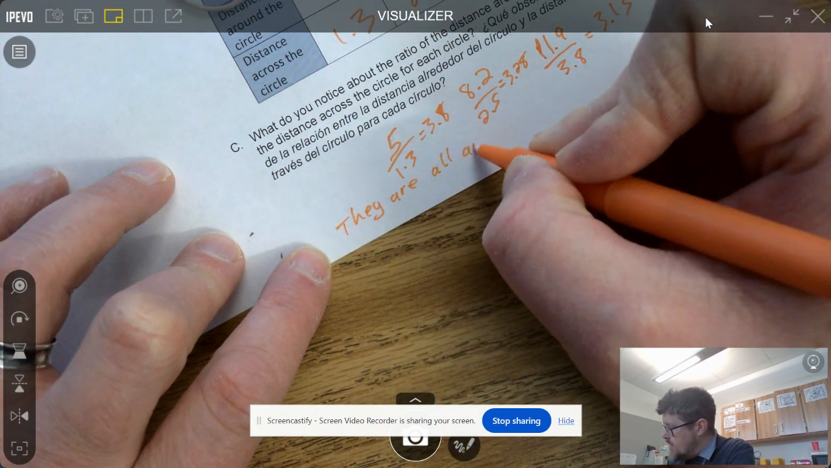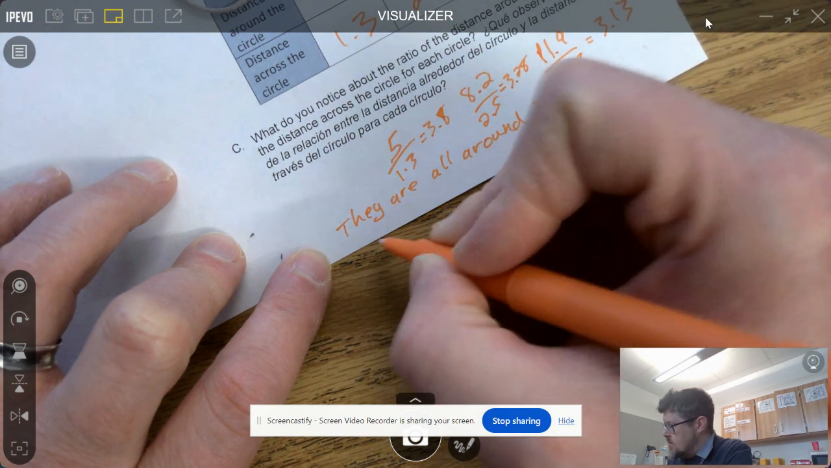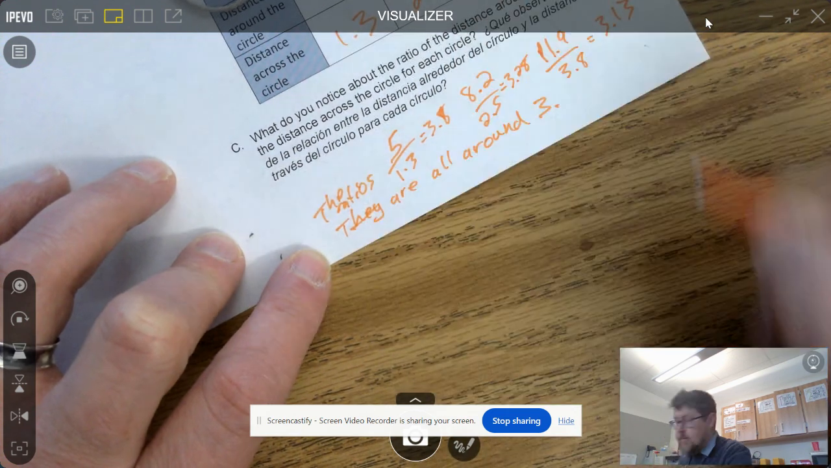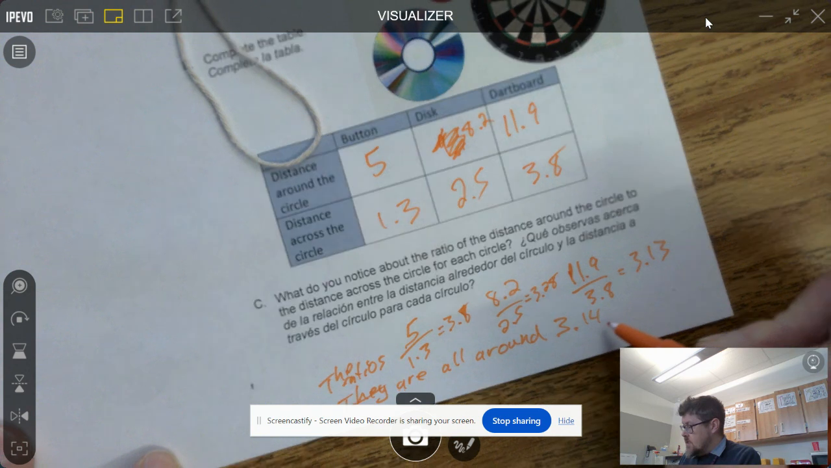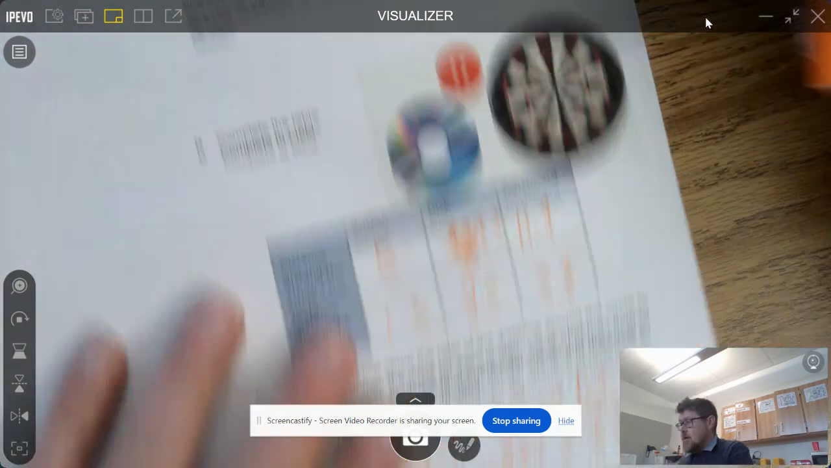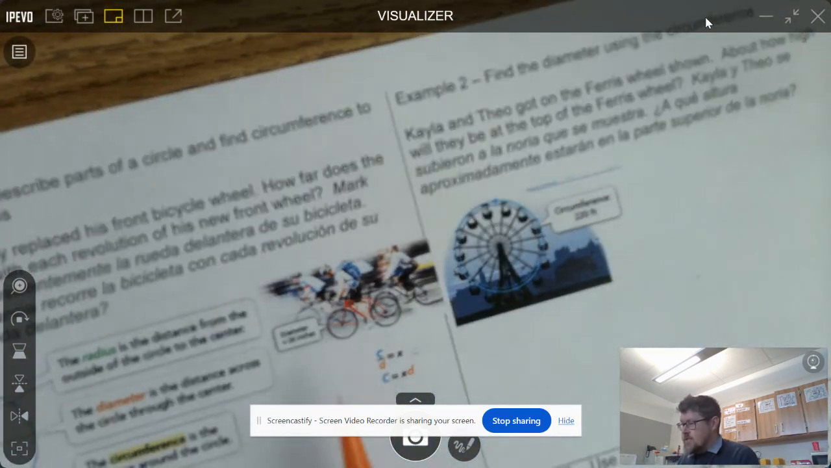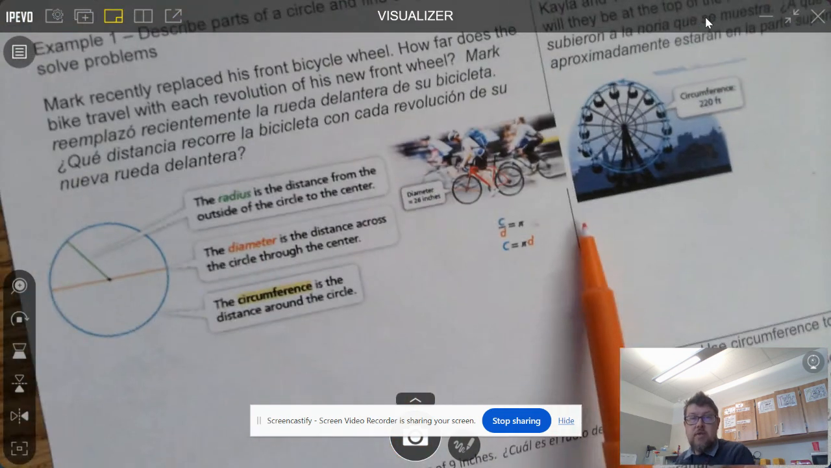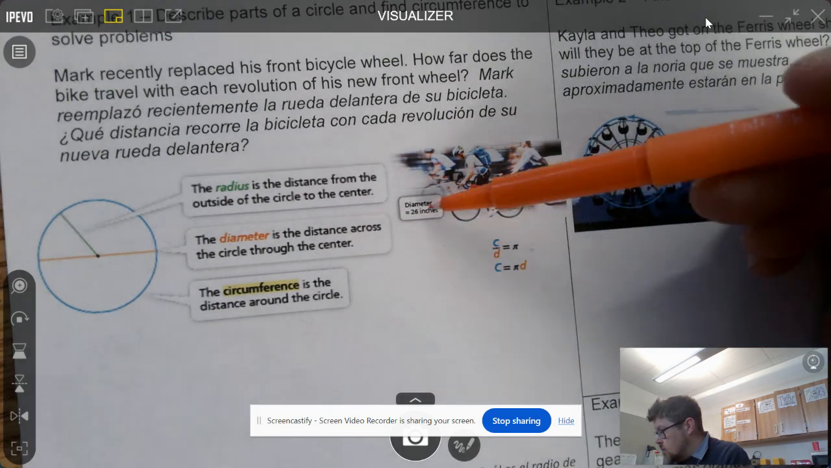Again, this is a very rough estimate. The ratios are all around 3. We are looking, of course, for 3.14, which, the closest one is right there. That 3.14 is pi, by the way. Okay, so this goes into it right here. Mark recently replaced his front bicycle wheel. How far does the bike travel with each revolution of his new front wheel? So the diameter is 26 inches.